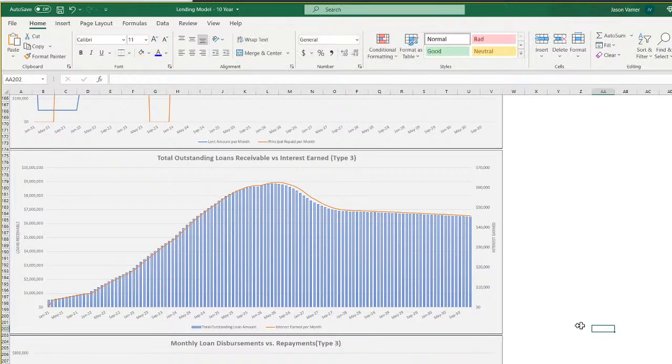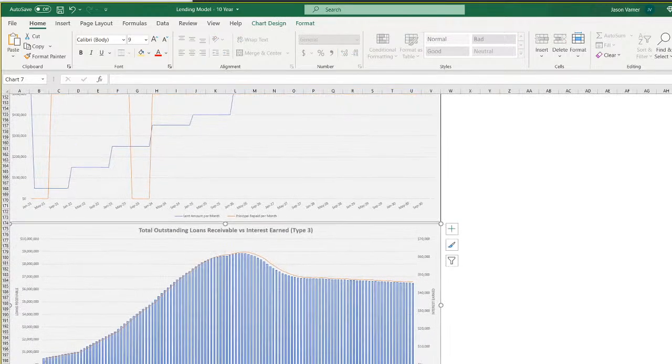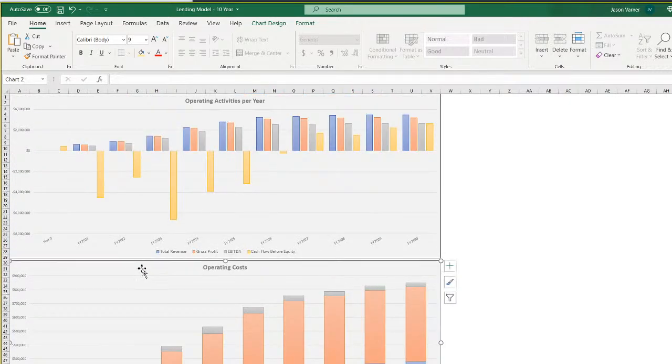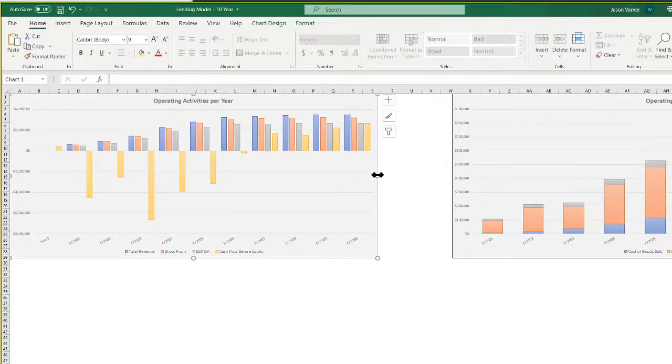This is type 3. And now we do a consolidated. I'm going to zoom out a little bit more here. And I'm going to make these so I can see 2 at a time.